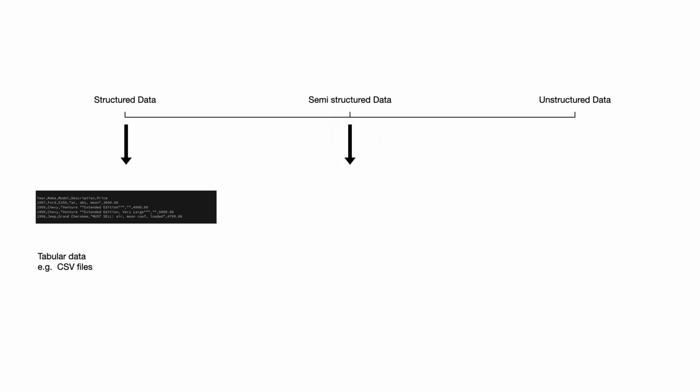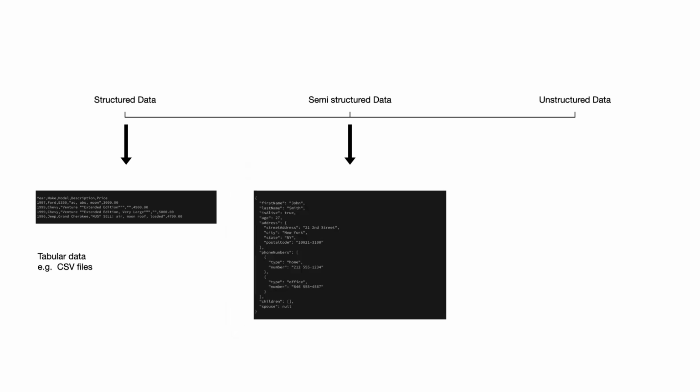If we continue to look in the middle, we have semi-structured data. Semi-structured data is as shown in this example. Here you can also describe information about users, like you have a first name, a last name, the address, and the phone numbers. But you see that the structure is not as clear as in the tabular example. There are some nested structures, like for instance, the address could be more complex because you have a street address, city, and state, and the phone number also has the type, and then you have the number.